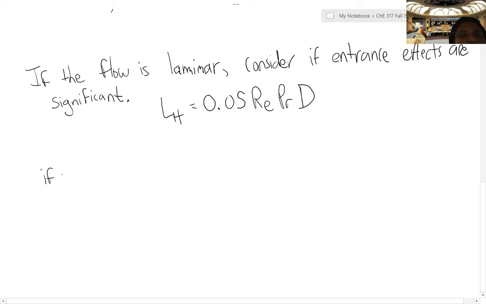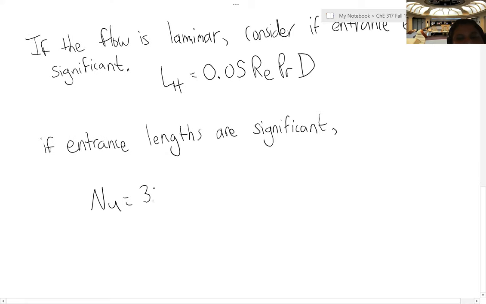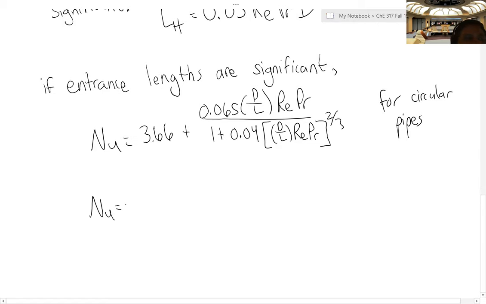And if the entrance lengths are significant, we can find Nusselt from one of two expressions, either 3.66 plus 0.065 (D/L) Re Pr over 1 plus 0.04 [(D/L) Re Pr]^(2/3). And this is for circular pipes. For parallel plates, the Nusselt number follows a similar form, just the constants change.